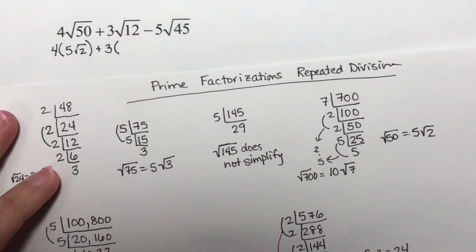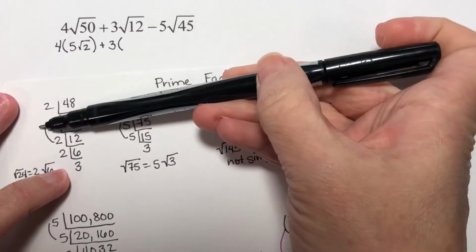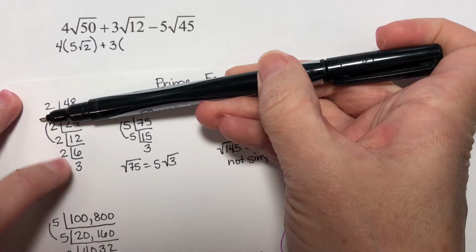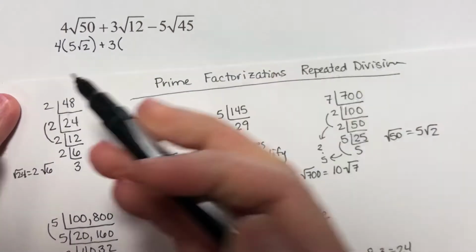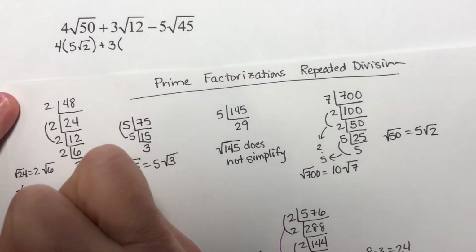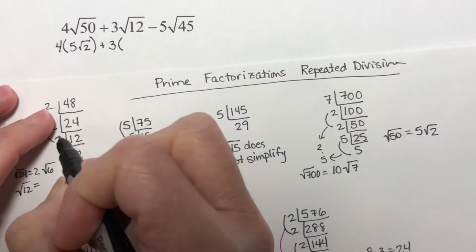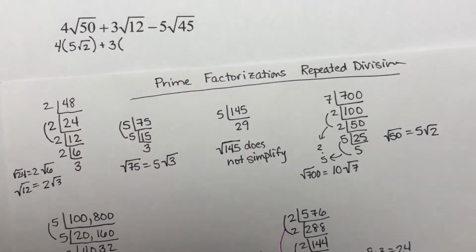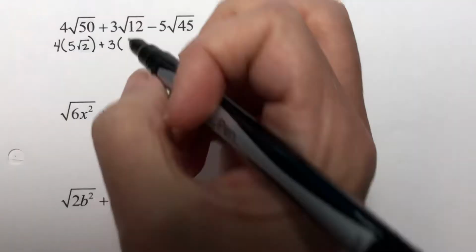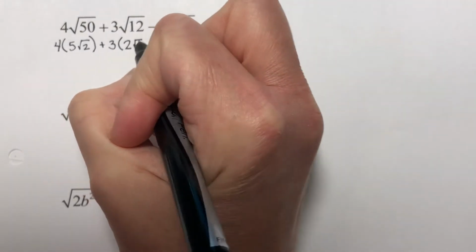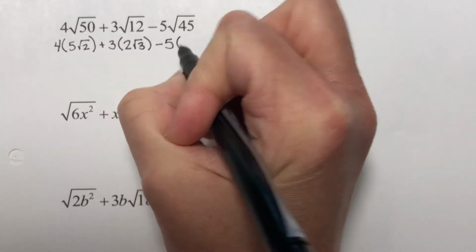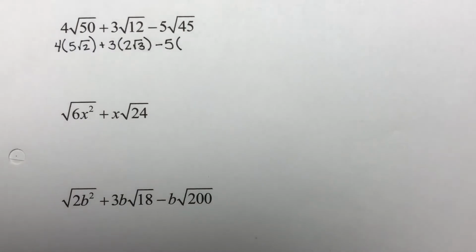Well, I have 12 right here in this one. If I cover up the top two, the square root of 12 is going to be, I have a pair of 2s and then a 3 left over. So the square root of 12 would equal 2 times the square root of 3. Okay, so I place 2 times the square root of 3 here, minus 5 times the square root of 45.